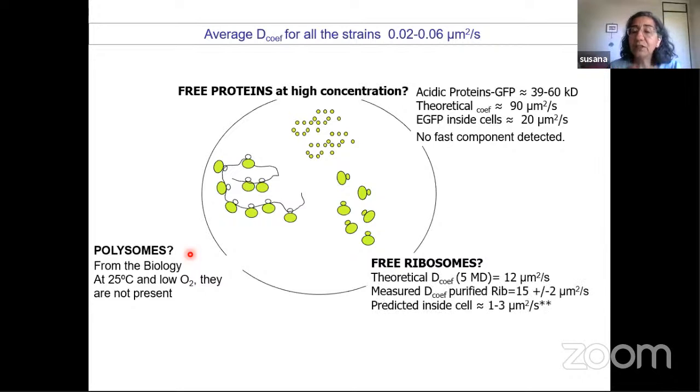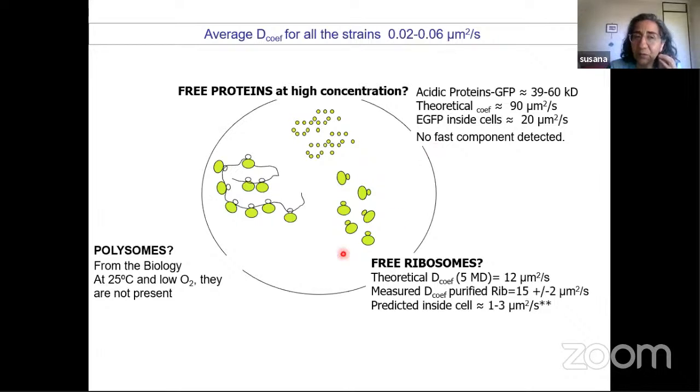So we do think we have free ribosomes, and we also give this control: the theoretical diffusion coefficient for the free ribosome will be 12 micrometers squared per second. We purify the ribosome and we measure the diffusion coefficient, and it was 15 plus or minus 2 micrometers squared per second. So predicted inside the cells, according to all the proteins that we have from before, it should be between 1 and 3 micrometers squared per second. But ours was much lower, 0.2 and 0.6.